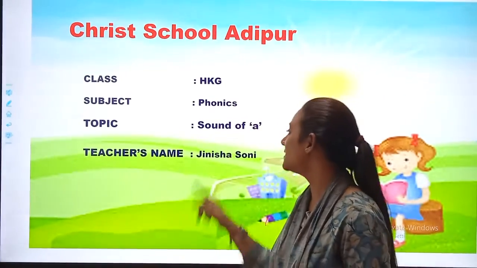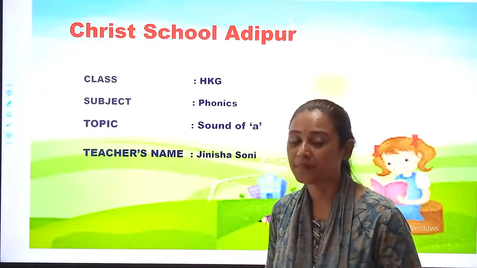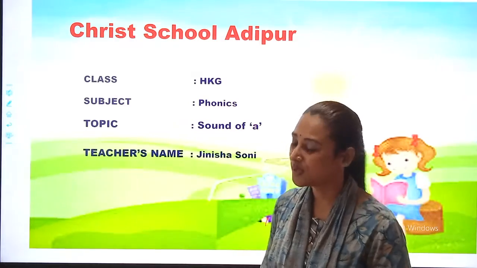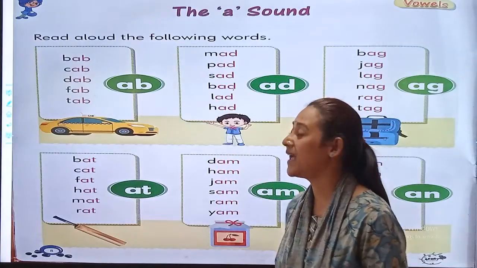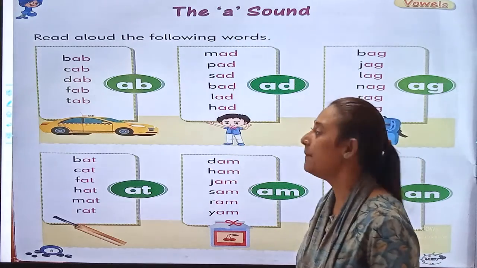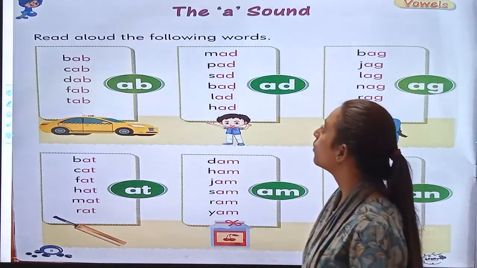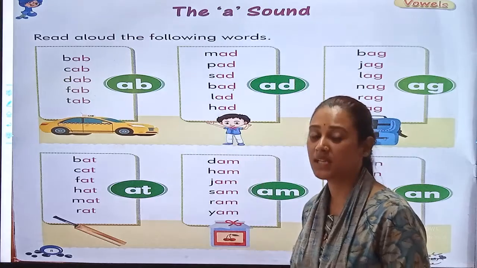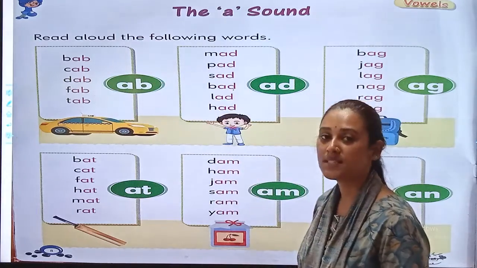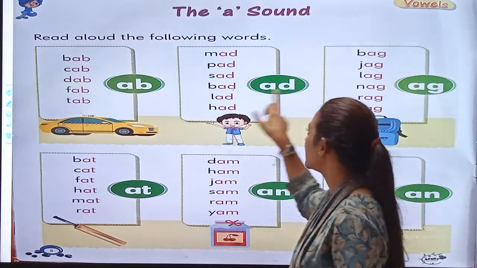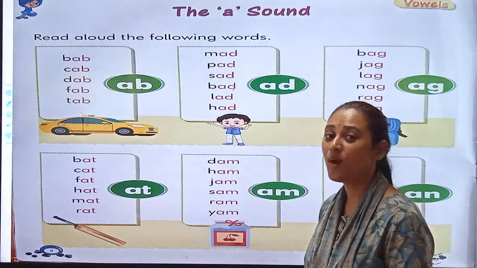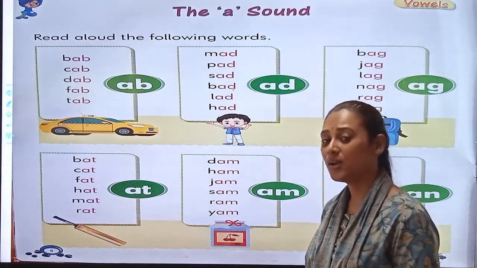Our topic is the sound of A. So get ready with your phonics textbook. Okay, beta? Yes. Now the A sound. We will read aloud the words with the A sound. Okay? Read aloud the following words. We will read aloud all the words with the A sound. Okay? So are you all ready for that? Okay.